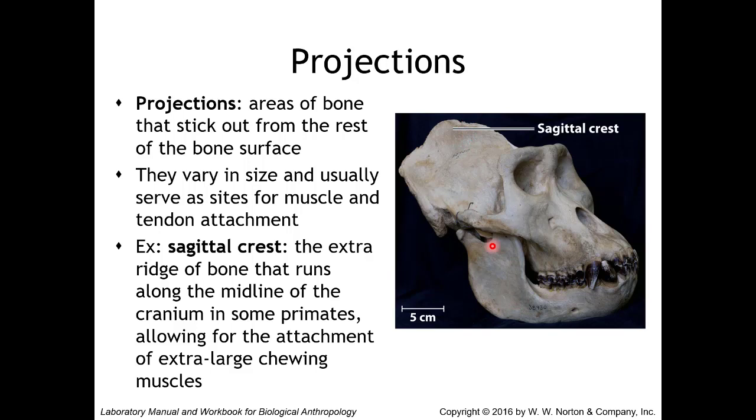These extra large chewing muscles are needed because our male gorilla here is a folivore, right? They attach to the sagittal crest, they go through the zygomatic arch, and they attach here to the mandible. They need those extra large chewing muscles for the sheer amount of chewing that they do in a day.